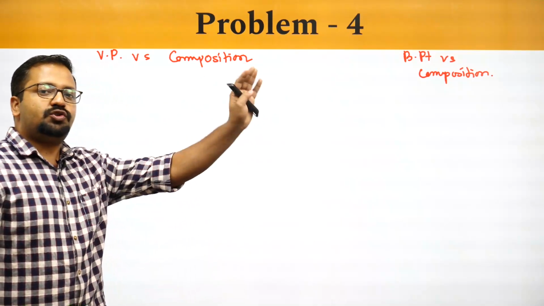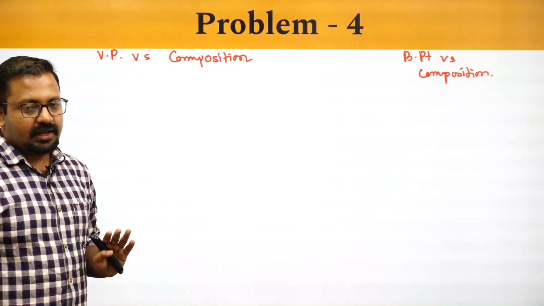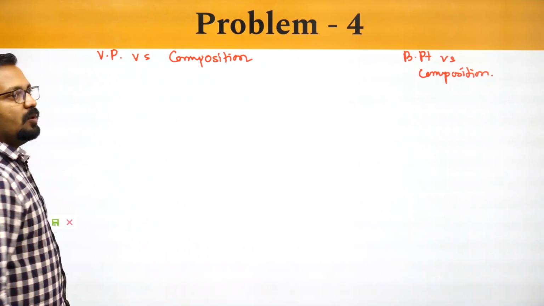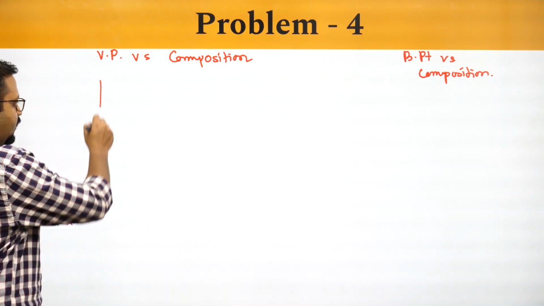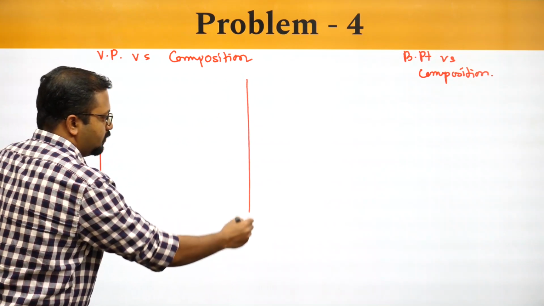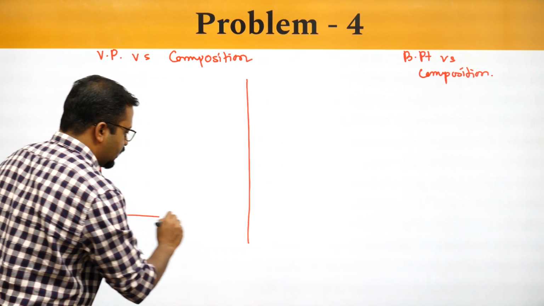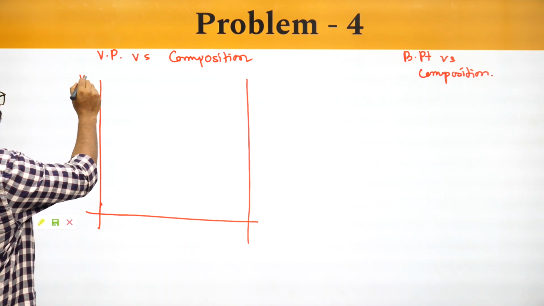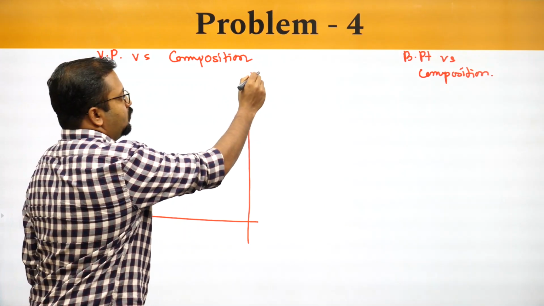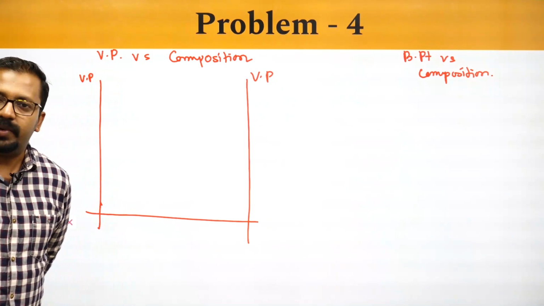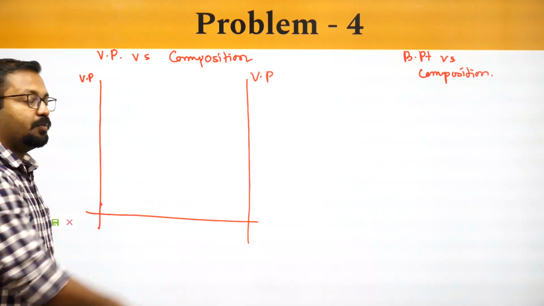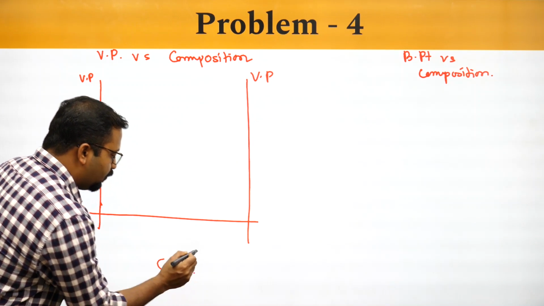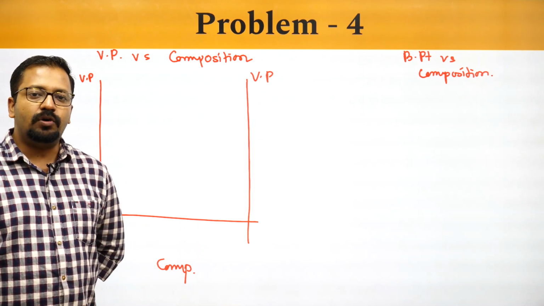If I understand these two plots, I can solve the question very easily, and many other questions like this. So, the vapor pressure versus composition plot will be drawn like this. I will take a plot like this. This is the vapor pressure of two liquids which have been mixed together. This is the axis on which I'll plot the vapor pressure, and this is composition. The composition has been taken in terms of mole fraction.